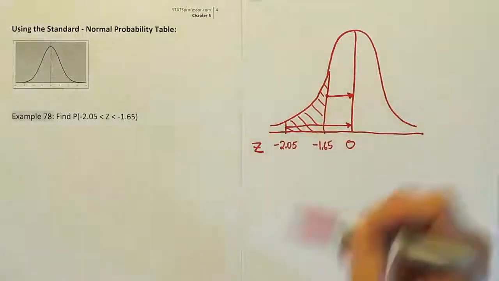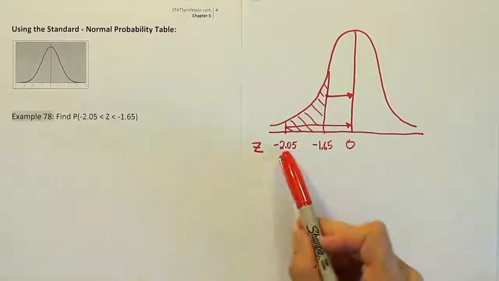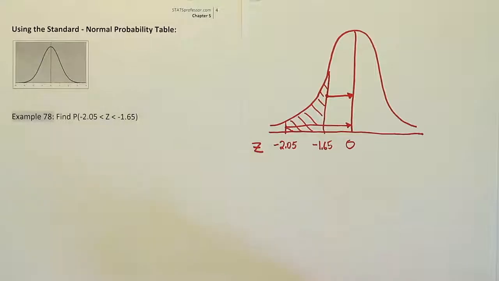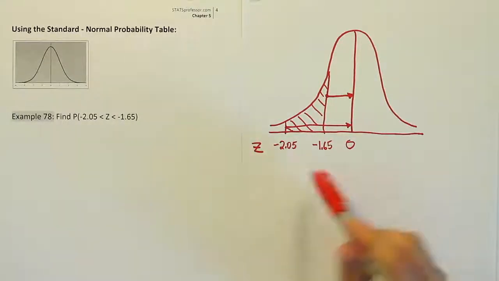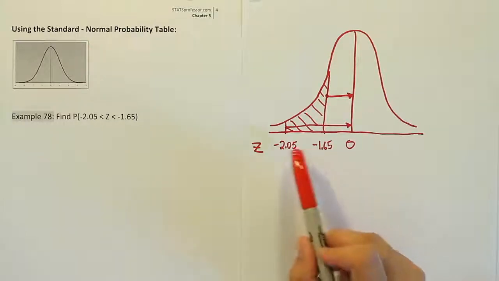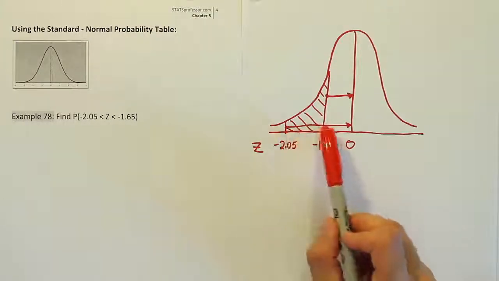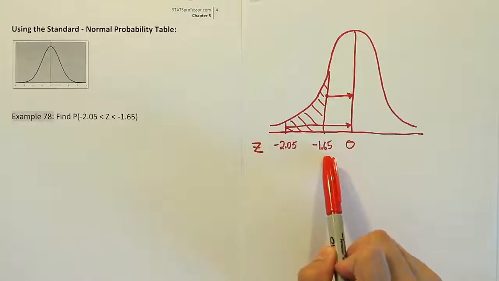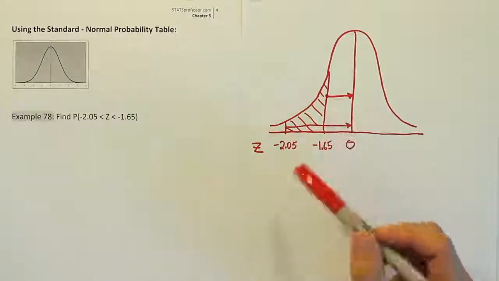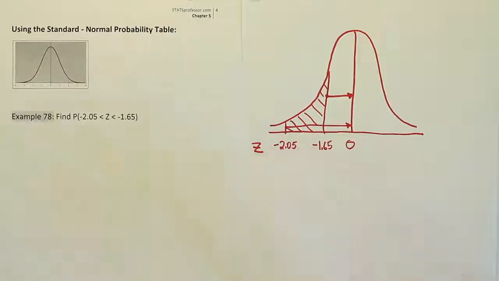So what you want to remember is when your two numbers are on the same side of the curve and you're shading in between them, remember this little rule: same side subtract. So it's triple S's. Do you see that? Same side subtract. So if the two numbers you're looking to find the area between are on the same side of the curve, you will subtract the numbers from the table to get your answer. And that's what we'll do here. So let's go to our chart and look up these two values.